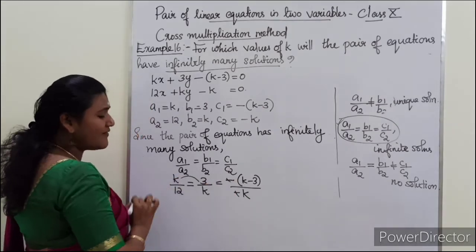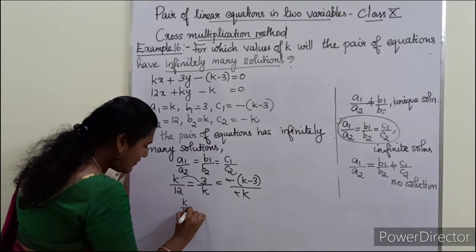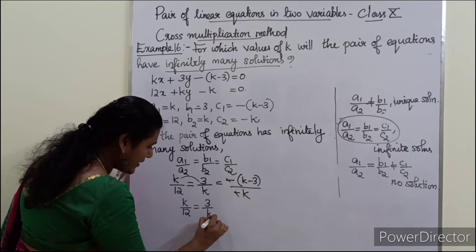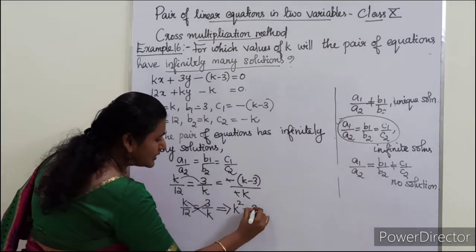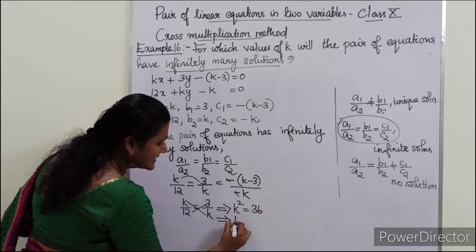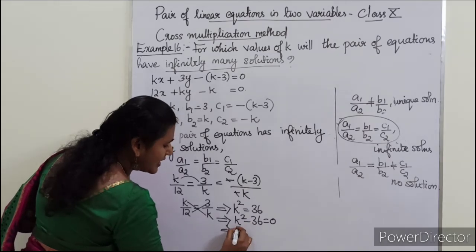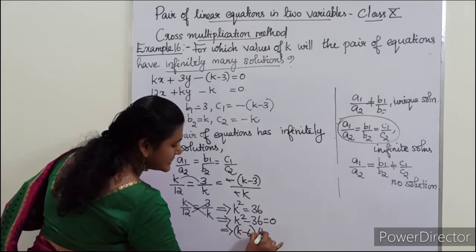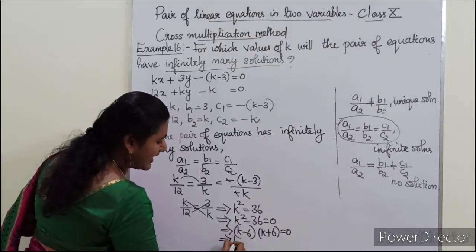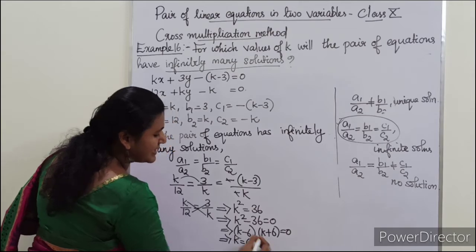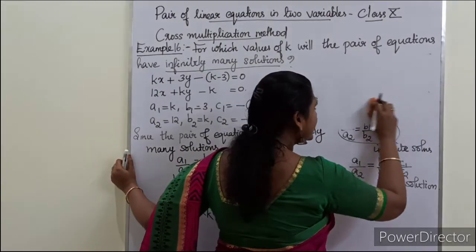First we will take the first two ratios and find the value of K. That is K by 12 is equal to 3 by K. So when you cross multiply, you will get K square is equal to 36, which we can write as K square minus 36 equal to 0. So the values are K minus 6 into K plus 6 is equal to 0. That means K is equal to 6 comma minus 6. So we will get these values for K if you take the first and the second ratio.